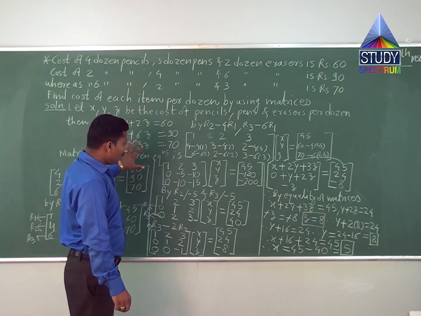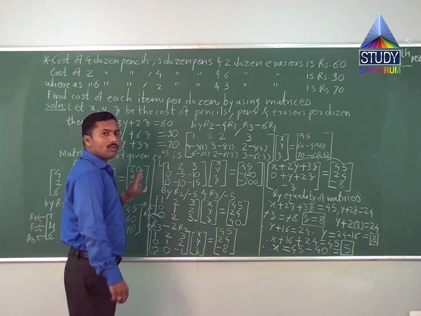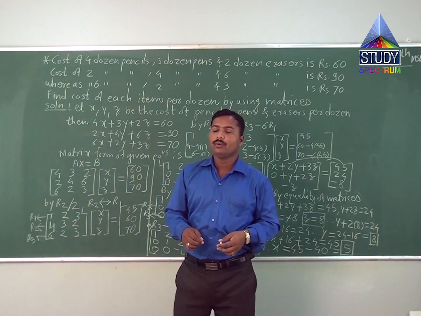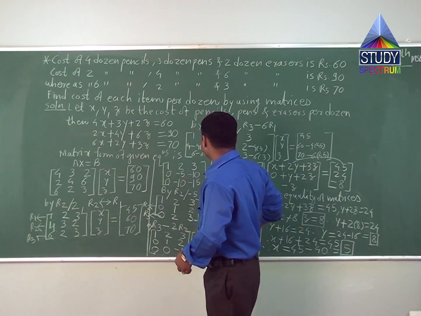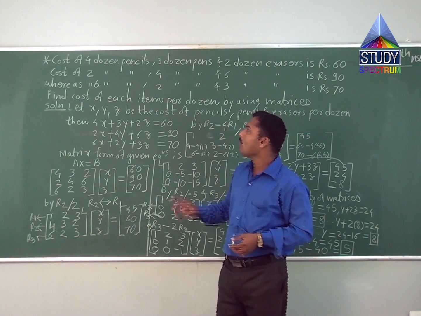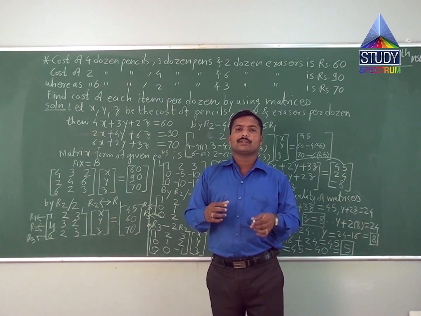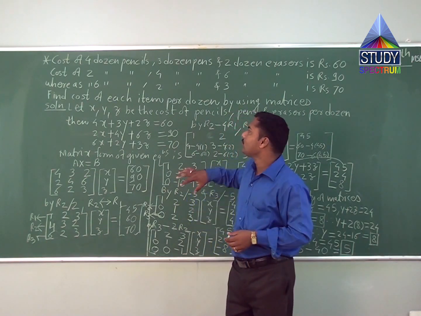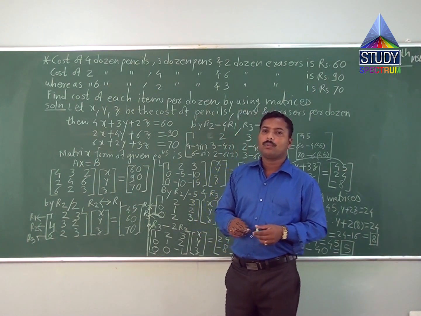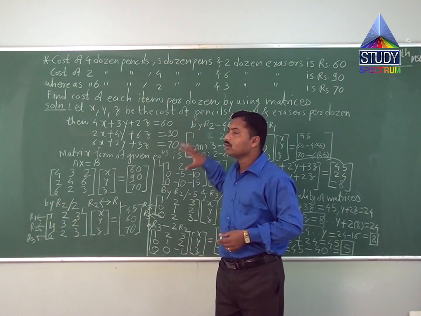You can also use the adjoint method for solving these simultaneous equations, but I am interested in operating the row transformation. So we have enjoyed more problems. I hope that you are happy with all these sessions of the matrices. After all these problems, we discuss the summary of this chapter.